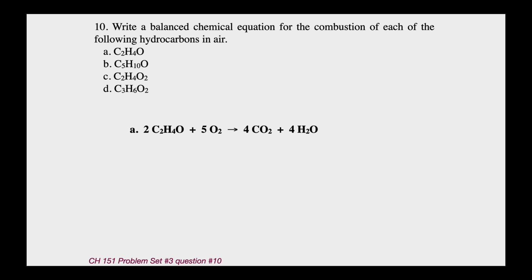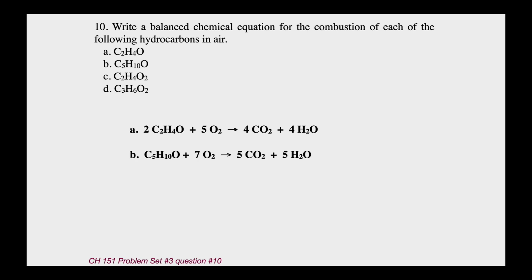So the first one, C2H4O. Initially, you'd have 2 CO2s from the C2H4O2, that 2, and you'd have 2 waters, but the number of oxygens you need is weird. Remember that there's already oxygen in the reactant, so you have to multiply everything through by 2, and this is the balanced reaction you get.